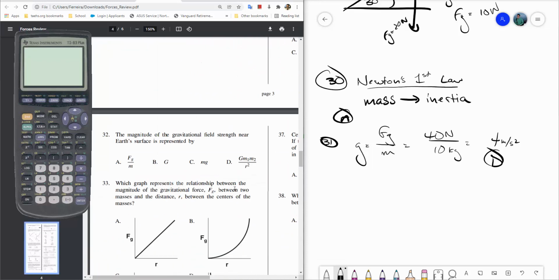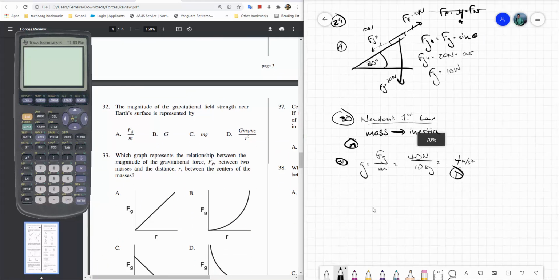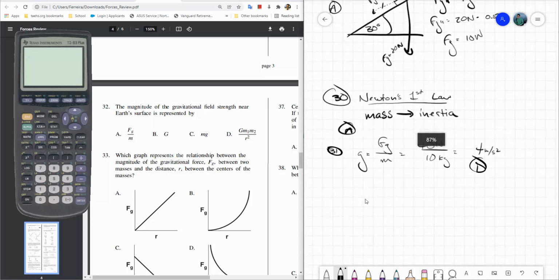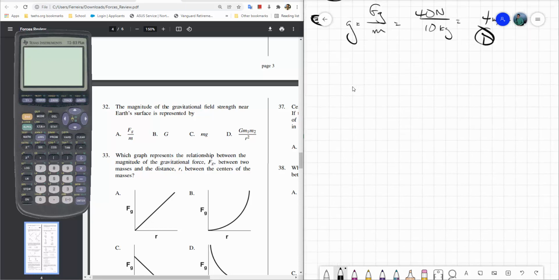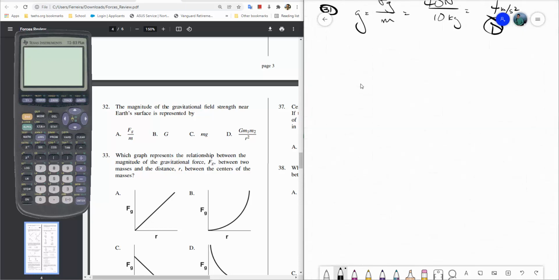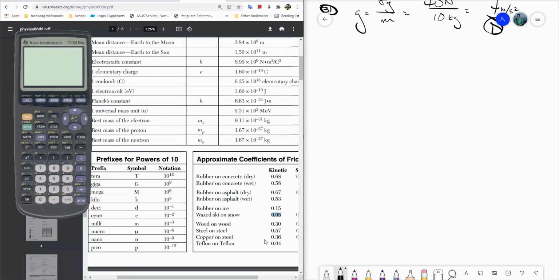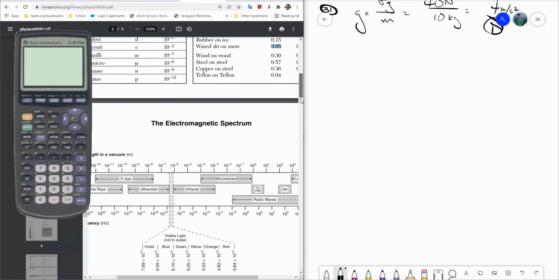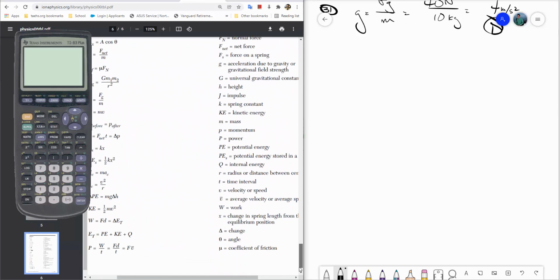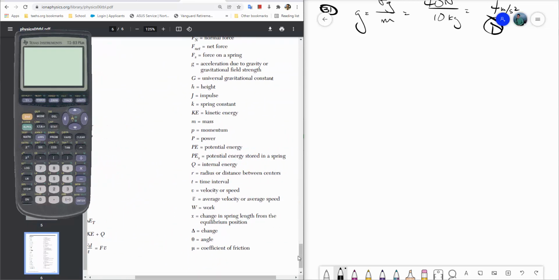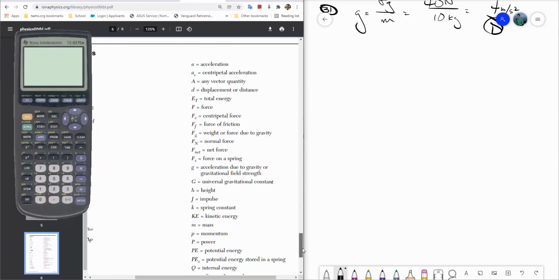Let's do 32. The magnitude of gravitational field strength near the Earth's surface is represented by what? Now, gravitational field strength might be a term that's unfamiliar to you. You've been using it the entire last 2 months. Gravity, G. G is the acceleration due to gravity, or gravitational field strength.